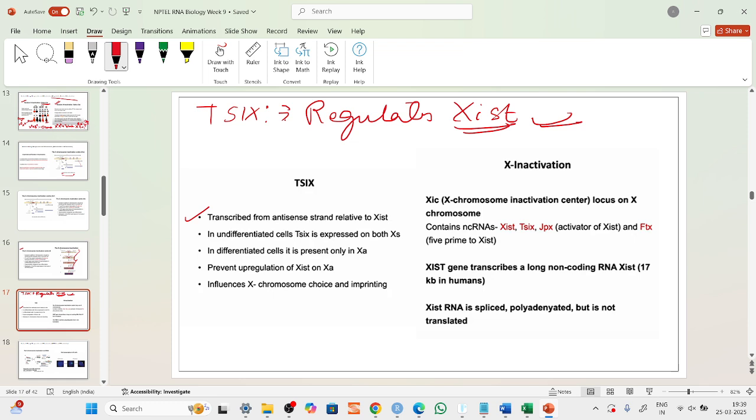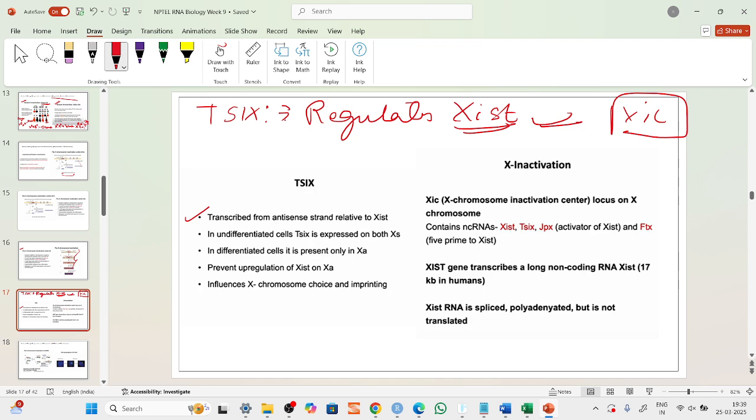Now, X inactivation, XIC, the X chromosome inactivation center, is a locus on the X chromosome. A locus means a particular area within the X chromosome. It contains non-coding RNAs such as Xist, Tsix, Jpx, and Ftx. So all the non-coding RNAs which are related to dosage compensation are confined and present at one place, which is known as the X chromosome inactivation center.